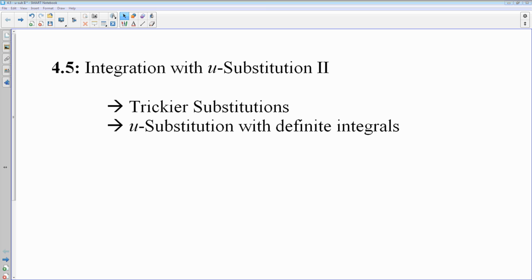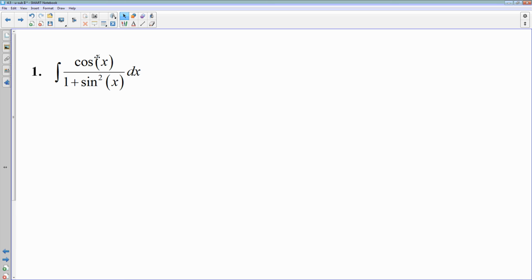All right, moving on with U-substitution. This one's going to involve some trickier substitutions that are a little bit more difficult to see, and we're going to cover U-substitution with definite integrals and see how that works out as well. So let's look at this problem.